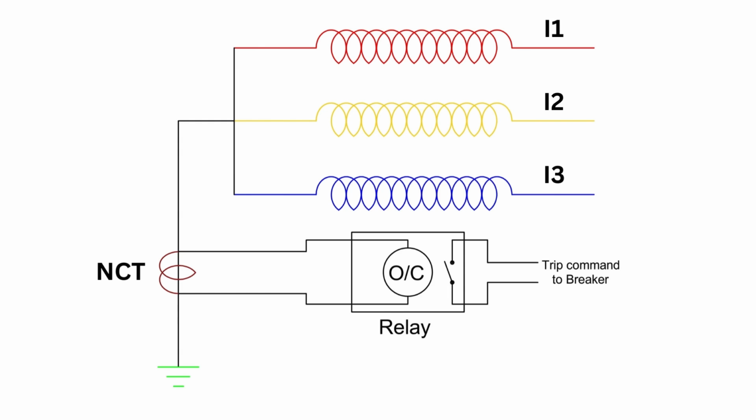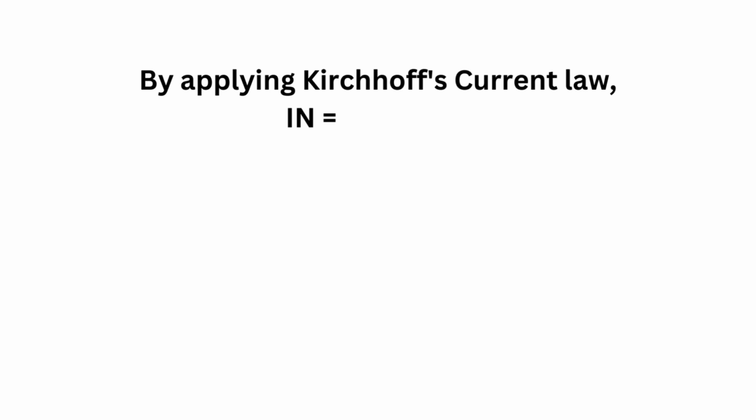Now let's understand the working principle of standby earth fault protection. Consider the currents in the three phases are I1, I2, and I3, and the neutral current is IN. Under normal conditions, there is no current flow in the neutral. By applying Kirchhoff's current law, we can determine that IN equals I1 plus I2 plus I3.